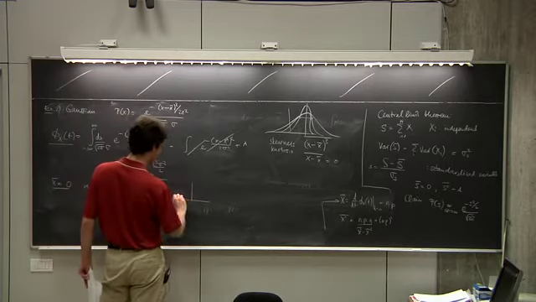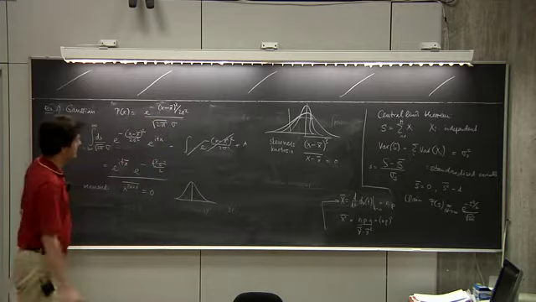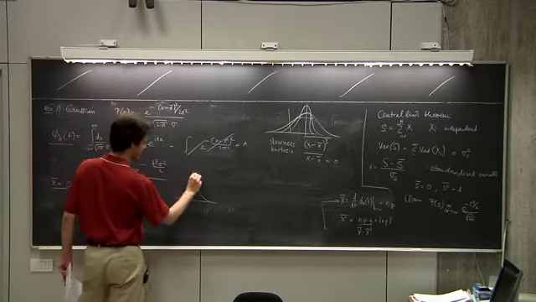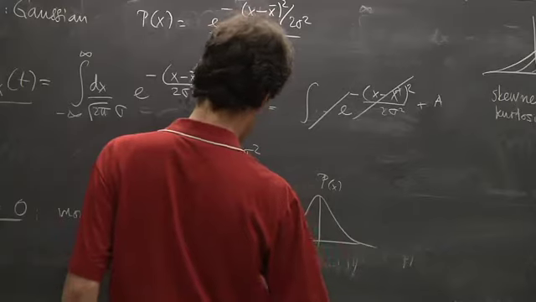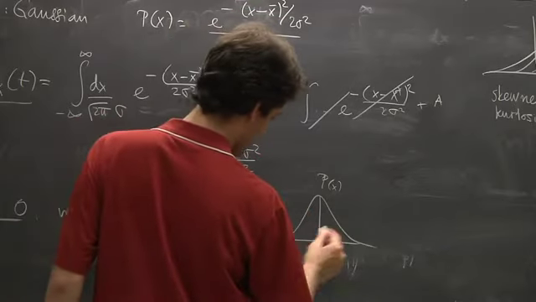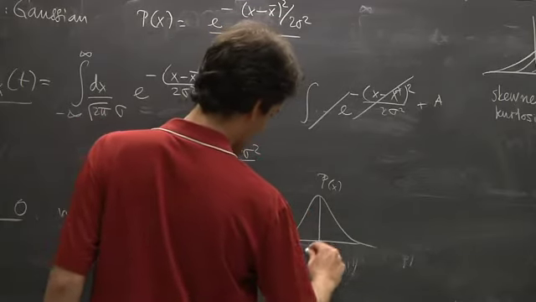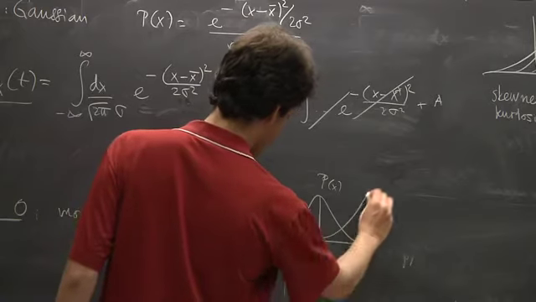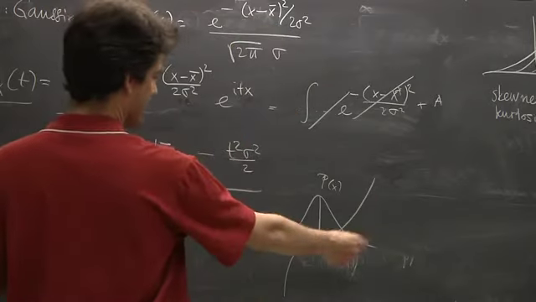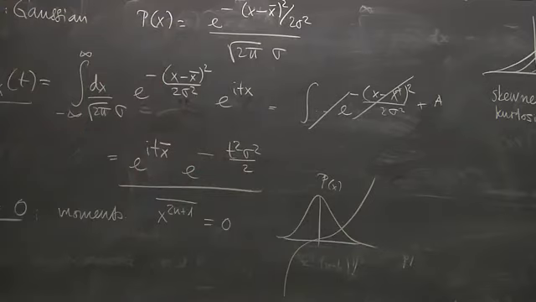We have a distribution which is symmetric. This is the p of x, Gaussian. If I calculate an odd moment, say the third moment, for example, then x to the third looks like this. If I integrate the product, then I get 0 by symmetry, no?